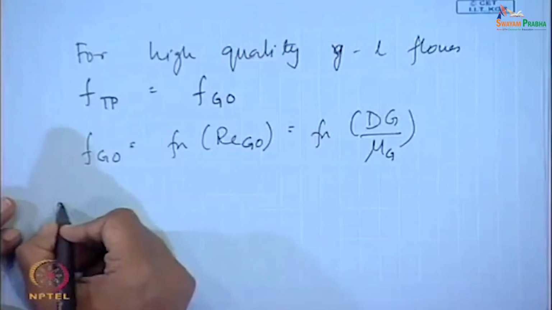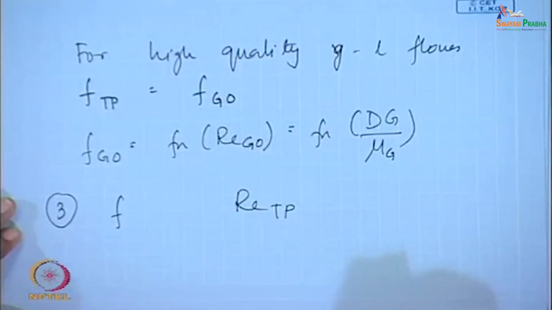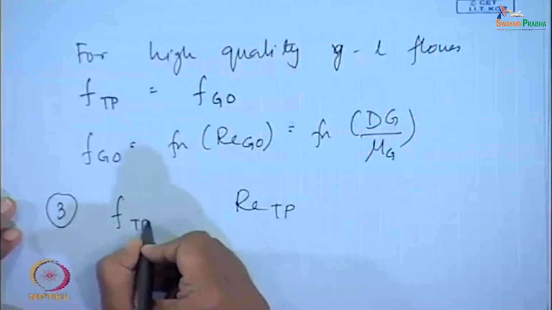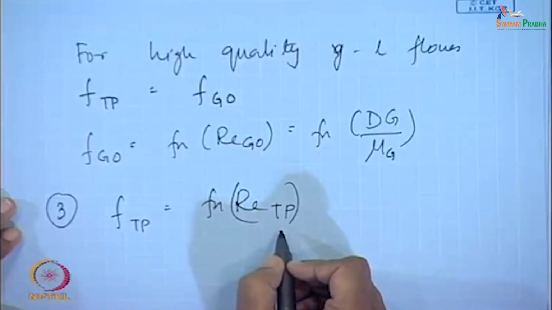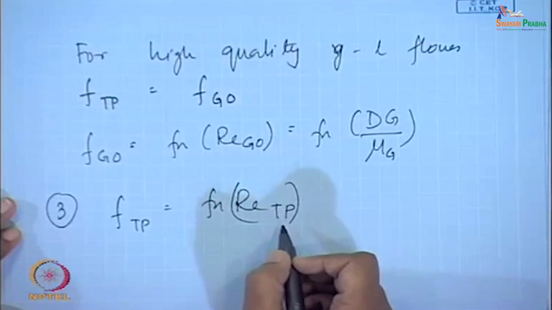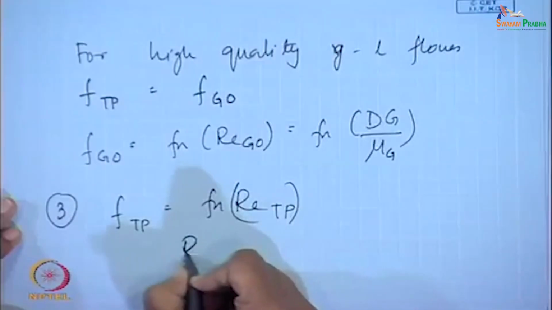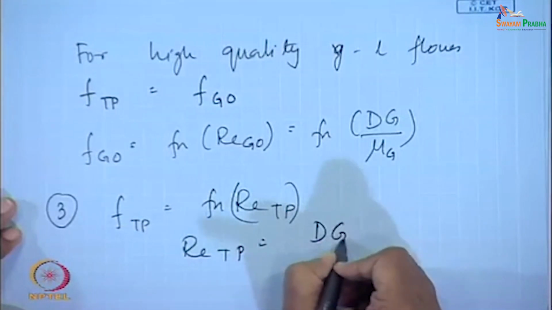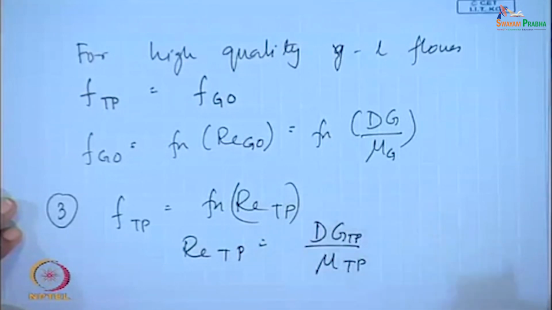So, for a generalized situation, what will we be doing? The best thing is you simply define a two phase Reynolds number, which we had already discussed in the last class, and you assume that your two phase friction factor is a function of the two phase Reynolds number. This can very well be done. And how do we define the two phase Reynolds number? More or less in the same way as you define the single phase Reynolds number. So, we can define RETP as dG, that is D and GTP, by mu two phase.